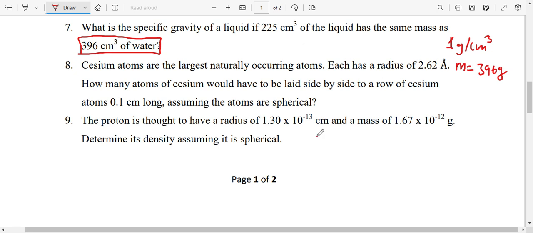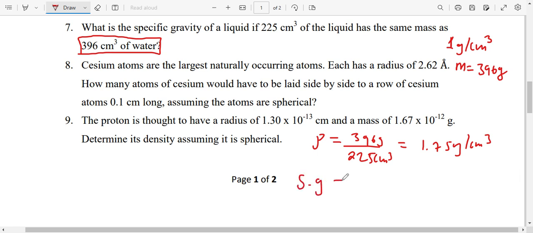So you can actually determine its density. Its density is going to be mass over volume, and the mass is 396 grams divided by the volume, which is 225 cubic centimeters. So just divide 396 over 225. That is going to give us 1.75 grams per cubic centimeter. Now, specific gravity is the same as relative density. So specific gravity is the density of an object compared to the density of water. The object has a density of 1.75 grams per cubic centimeter. Divide that by the density of water, which is 1 gram per cubic centimeter. And so this will just give us 1.75 as the specific gravity.